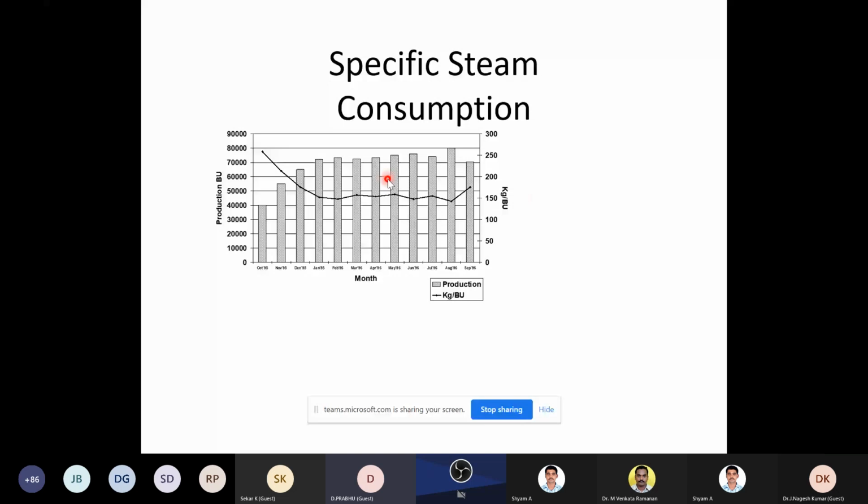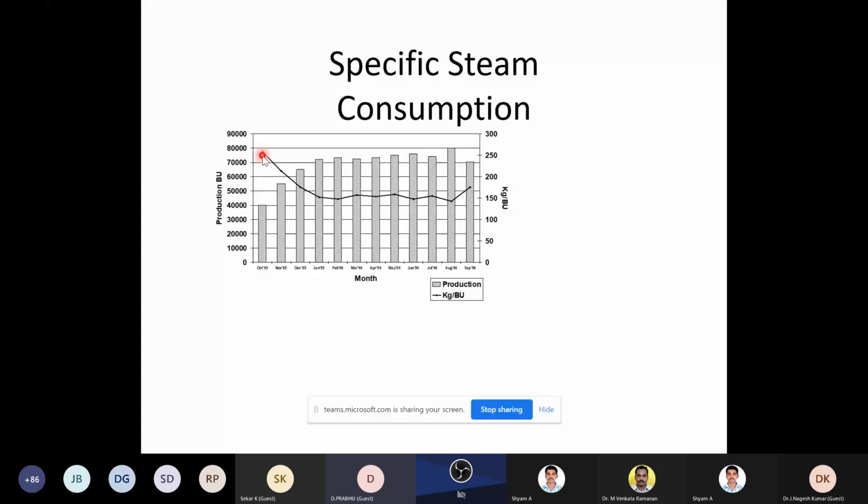With respect to the production, it's always good to have what is known as specific steam consumption per ton of product. What is going to be against the production? This is a production. What is going to be my specific steam consumption per ton of product? What is the specific steam consumption? So it has got a direct bearing on the production levels.